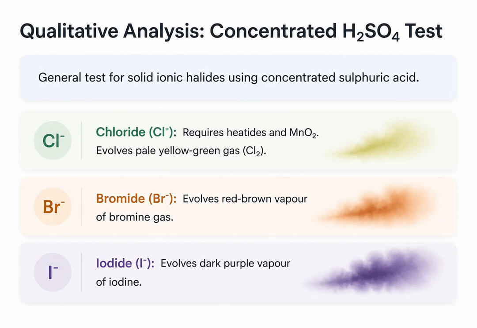In the laboratory, we use qualitative analysis to identify which halide ions are present in a sample. A primary test involves adding concentrated sulfuric acid to the salt solid. Bromides will immediately give off a red-brown bromine vapor, and iodides will produce a striking dark purple iodine vapor. Chlorides require a bit of heat and an oxidizing agent, like manganese dioxide, to release a pale green chlorine gas.